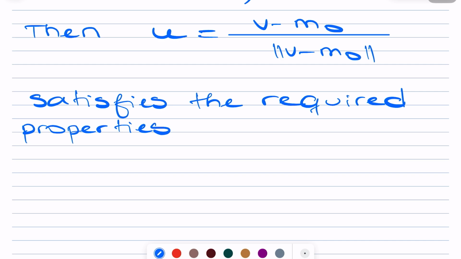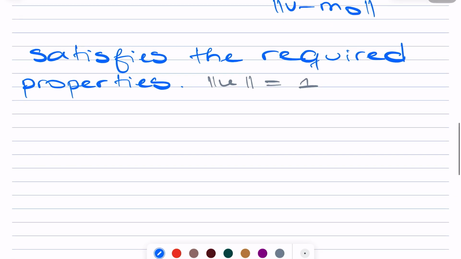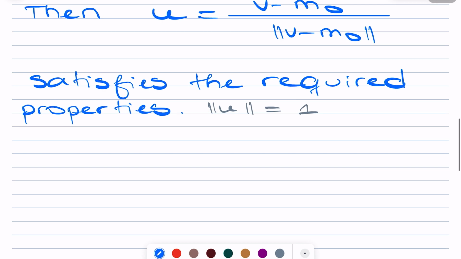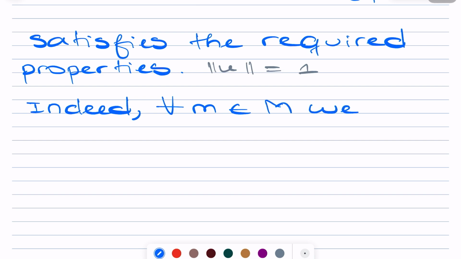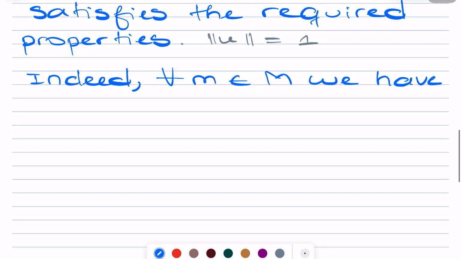So I mean, we can already see that the norm of U is 1, right? Now probably what we need to show now is that the distance of U to M is greater or equal than 1 minus epsilon. So indeed, for every M, capital M, you have the norm of U minus M is equal to the norm of V minus M0. I'm just replacing U by its value.